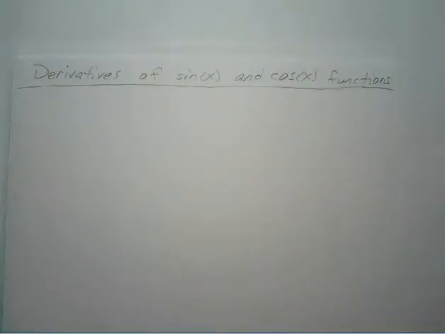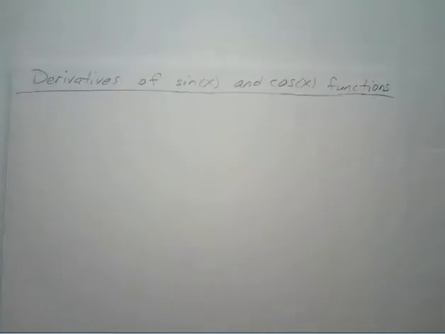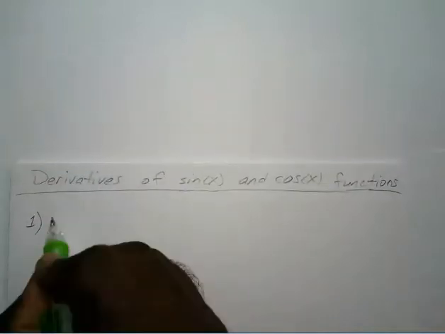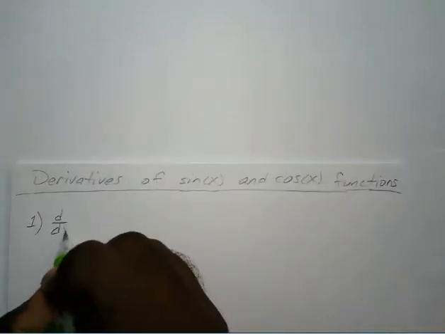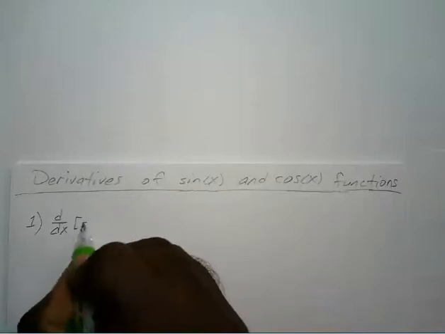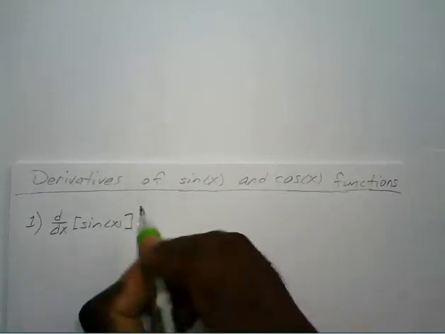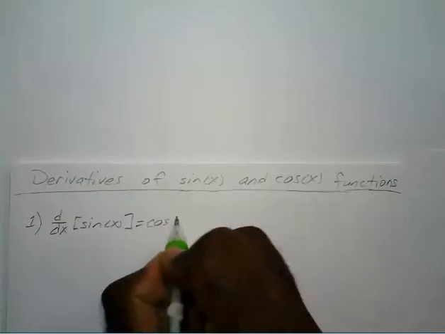Hello everyone. On this video we will be looking at the derivatives of the trig functions sine of x and cosine of x. First we'll look at the derivative of sine of x. The derivative with respect to x of sine of x is equal to cosine of x.